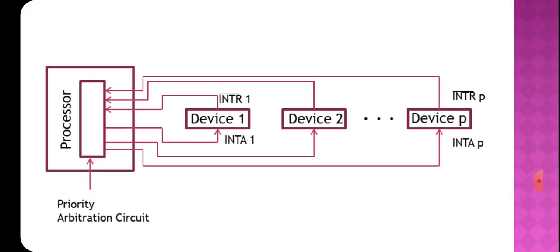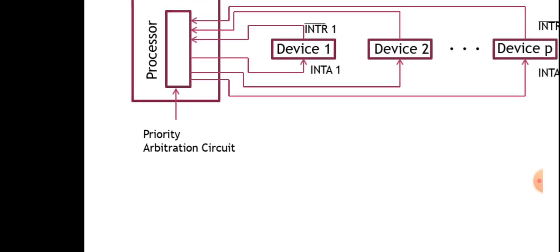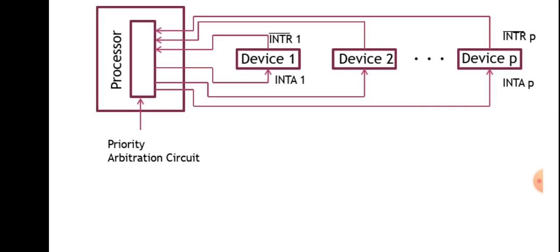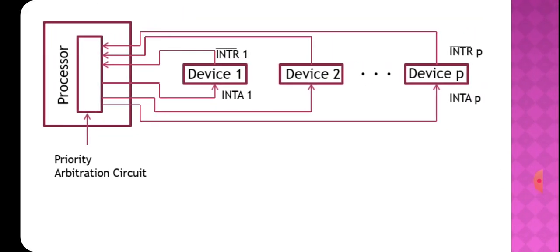And this one is the diagrammatic representation. Here you can see the processor. Inside of it is the priority arbitration circuit, which is used to find the priority of each of the devices, and you can see p number of devices. Each of the devices has a dedicated line for interrupt request and interrupt acknowledge. For example, device 1 has its interrupt request line as INTR1 and interrupt acknowledge line as INTA1, and so on.